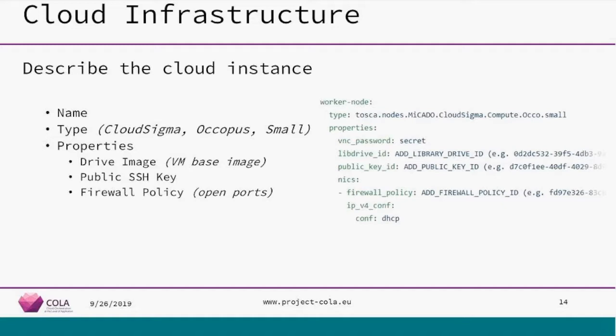Next up, it's time to describe the cloud infrastructure. Should look pretty similar to the last description we saw. Again, we give it a name, we give it a type. Obviously, the type here is different. We're not describing a container or a Kubernetes workload. We're describing a cloud compute instance. So this is a specific type for a CloudSigma instance orchestrated by Octopus of a small size. In addition here, we have to provide that specific cloud service provider input. So the drive image, that's the base image we said. CloudSigma requires us to pass in a public SSH key, and we can also define some open ports or a firewall policy here if we want to.